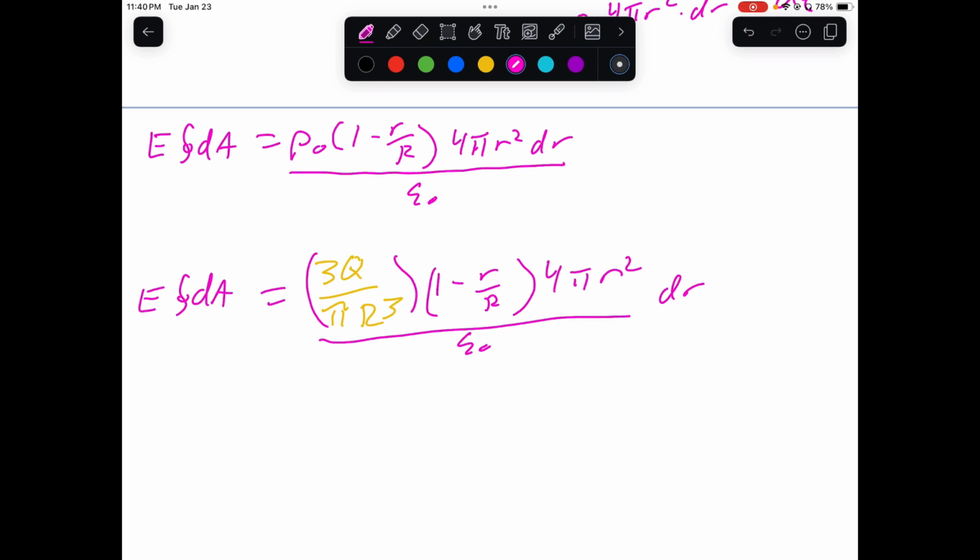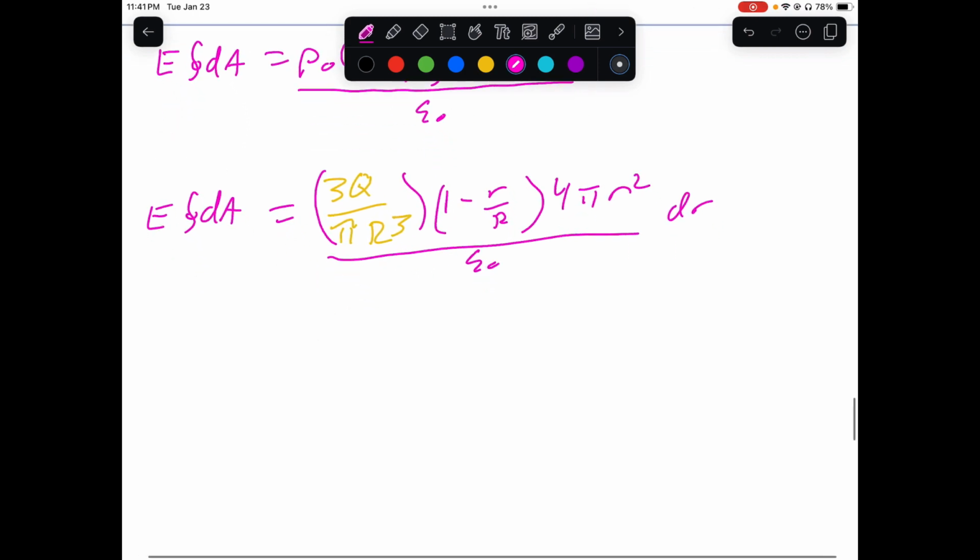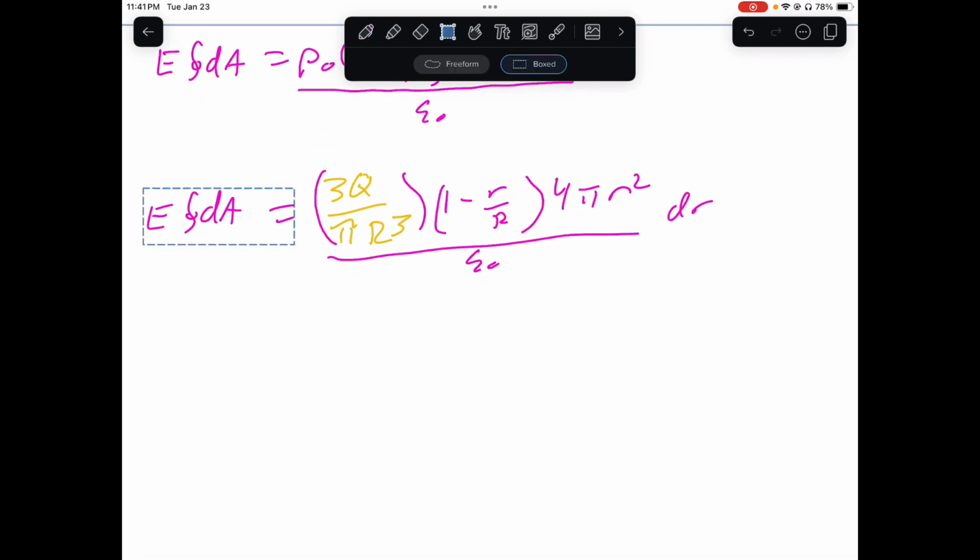Before we go any farther, avoid the temptation of trying to do anything with that EDA on the left-hand side. We have to take care of what's on the right-hand side, which is I need a function that describes the charge as it varies with radius, divided by epsilon naught. I have to have EDA equal to Q over epsilon naught before I try to evaluate the surface integral. Gauss's law says you can find the electric field by evaluating the surface integral once you know your Q and your epsilon naught. So leave the dA alone, or else it's not going to work.